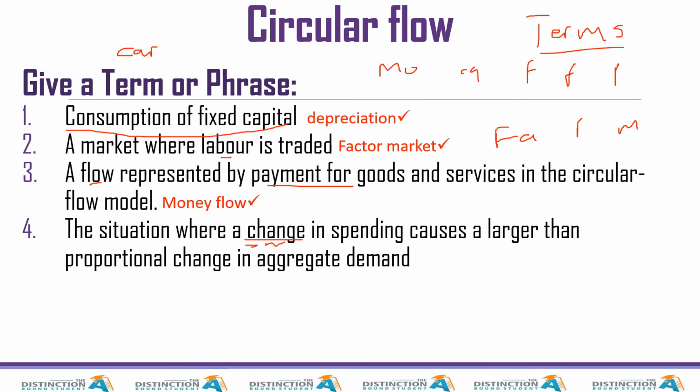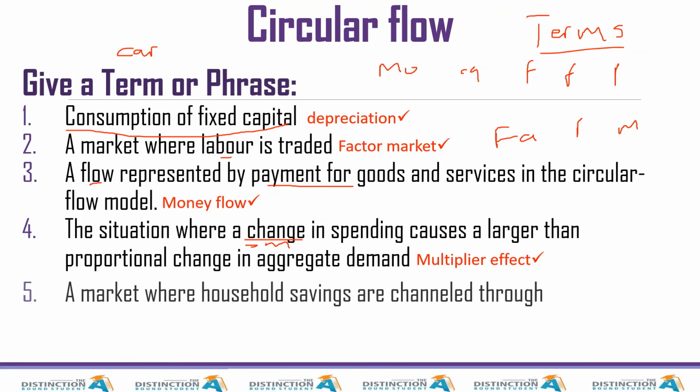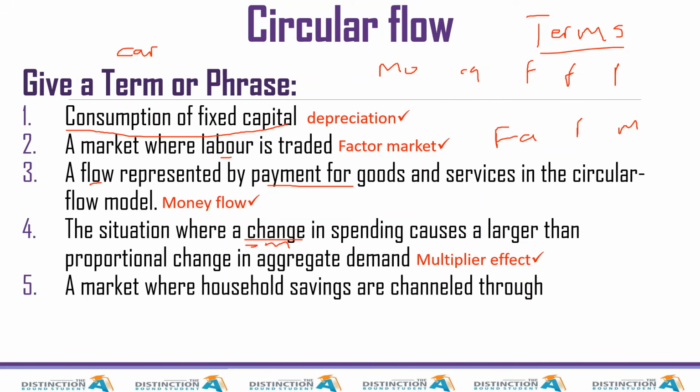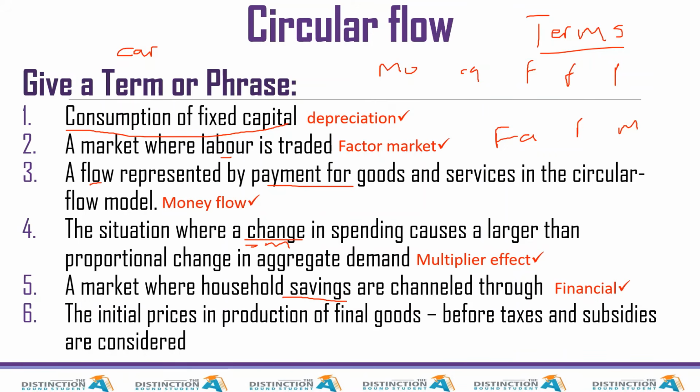Next one. The situation where a change, the one that I always say is small. Come on, you can't get this one wrong. A change in spending causes a larger than proportional change in aggregate demand. It's the multiplier effect. Next one. A market where household savings are channeled. Where do you save your money? You save it in the bank. The bank is part of the financial market.